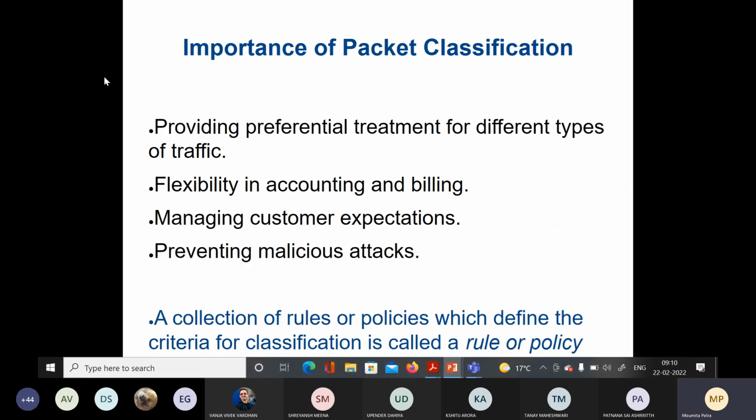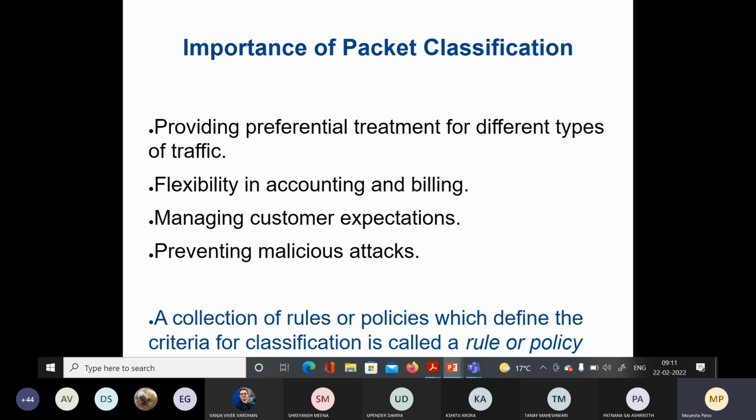So what is the importance of packet classification? We have already got to know that different packets may have different needs depending upon what service they are trying to serve. They might need some preferential treatment for the different types of traffic that they are representing, or the different types of user requirements that they are representing. Okay. So for that reason, we might need to do packet classification.